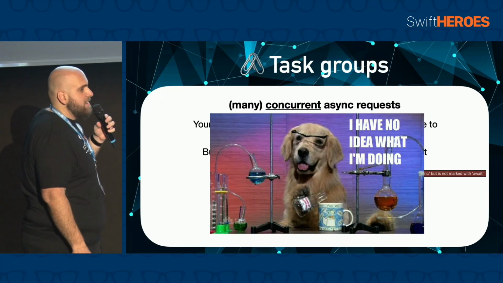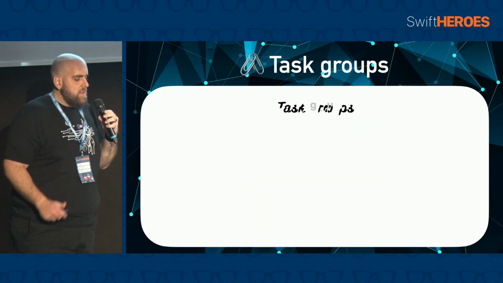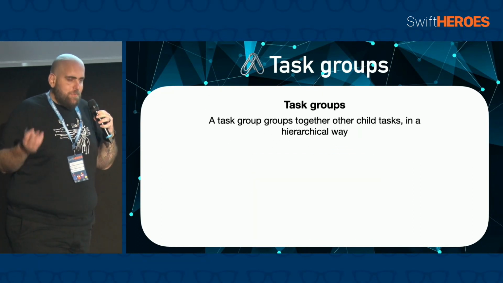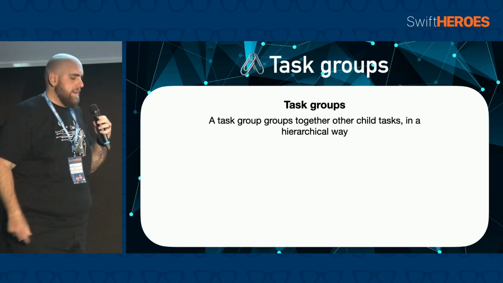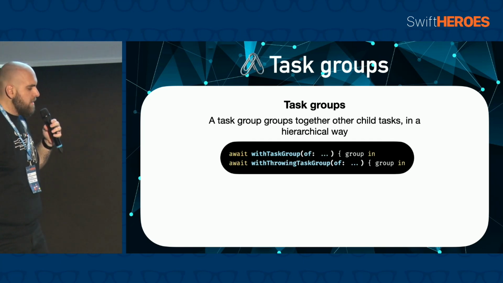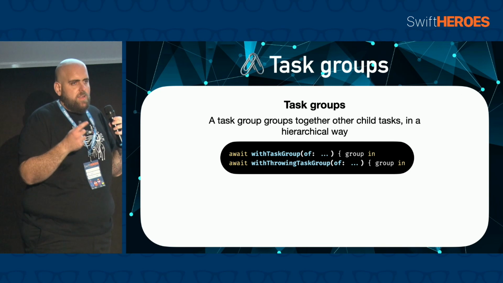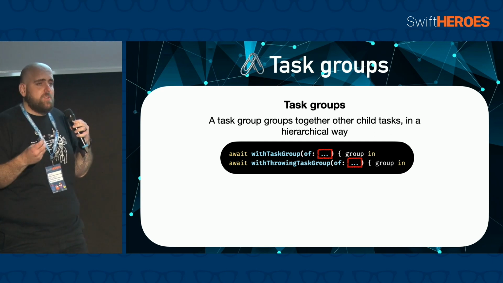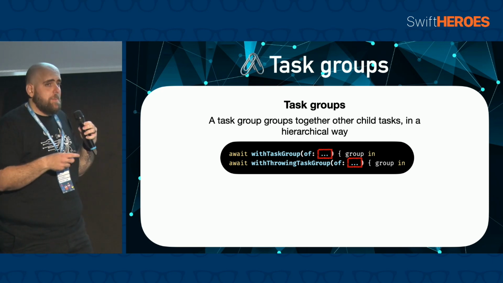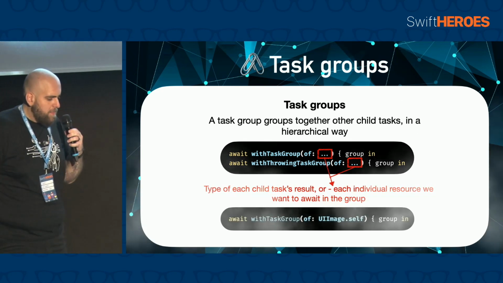So luckily, the good folks at Swift invented this awesome thing called a task group. And the way it works, as you can imagine from the name, is it groups other tasks in a single, bigger parent task in a very hierarchical way. And you can use either withTaskGroup or withThrowingTaskGroup, depending on whether your internal piece of work might throw an error. And inside here, you fill in the type of resource you want to fetch. So in my case, I want to fetch user images, so I will put UIImage here.